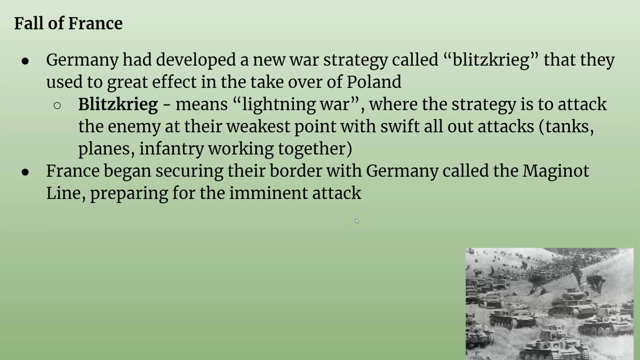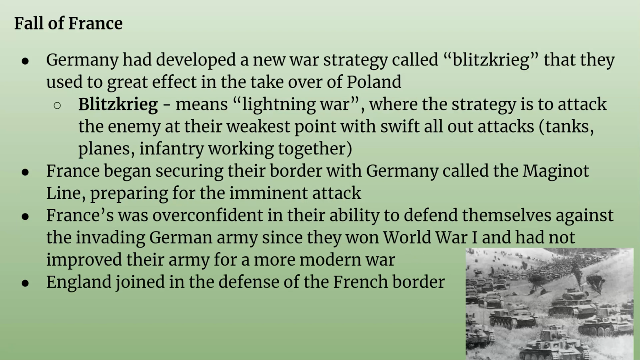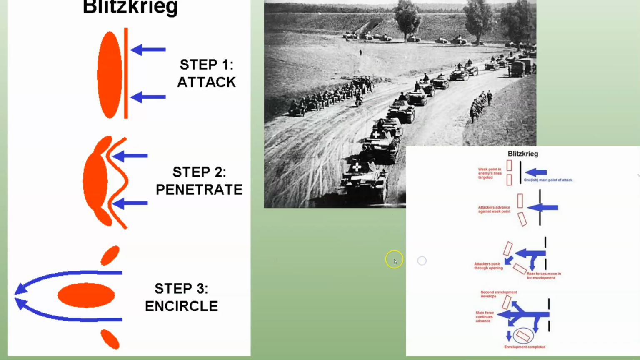France began securing their border with Germany, called the Maginot Line, preparing for the imminent attack by the Germans. They knew that they were going to come for France eventually. France, although, was overconfident because they won World War I. They had not improved their army all that much since then and were using antiquated weaponry and tactics. England also helped France defend their border, but could have done a little bit better job.